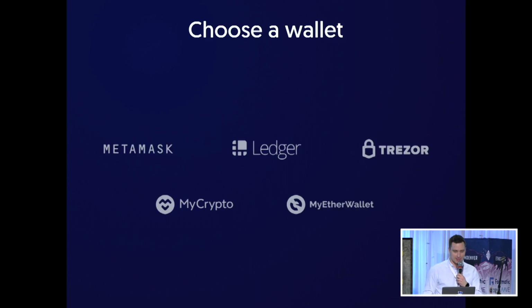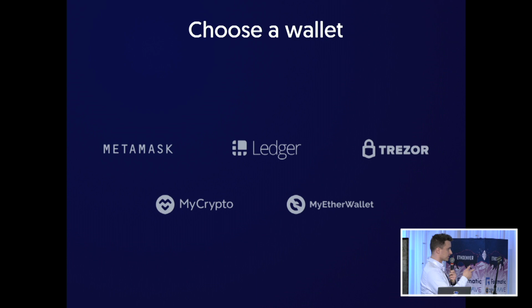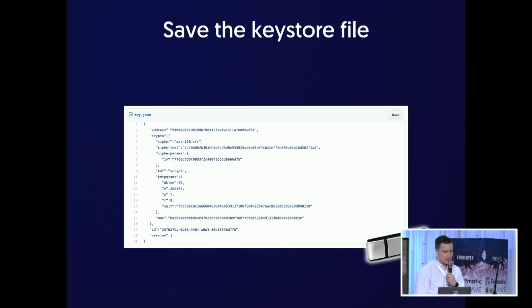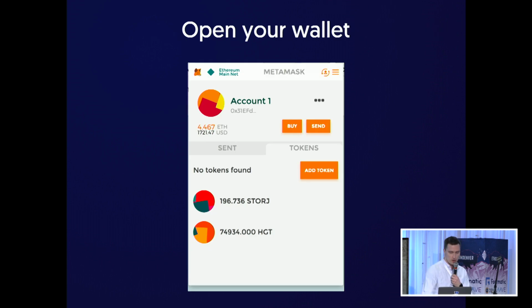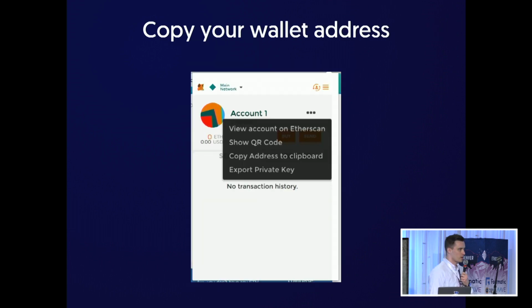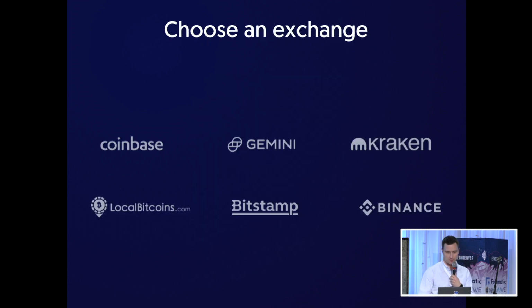Here we go. I need to choose a wallet. I'm going to choose MetaMask because I want to buy some CryptoKitties later, and MetaMask happens to be the only wallet I can do it with. I'm going to save a keystore file because I know I need to back up, it's good practice and everybody tells me I should. I'm going to store it in a very safe place, perhaps a drawer, because a drawer is the right place to store all your money. I'm going to open a wallet and copy the wallet address for using later.